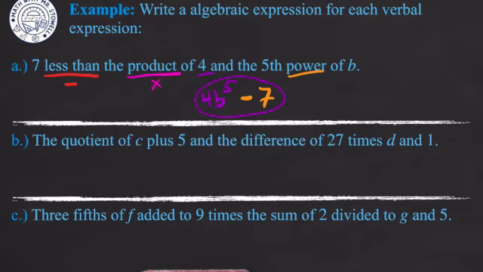Part B, the quotient of c plus 5 and the difference of 27 times d and 1. Okay, quotient is division. So break it apart. Pick the things that you know. We know quotient is division, plus is addition, difference is subtraction, and times is multiplication. Now we have to figure out how it's going to be written. Quotient of two things, so we're going to put this as a fraction. The c plus 5 is before the and, so that means we are going to have c plus 5 on top.